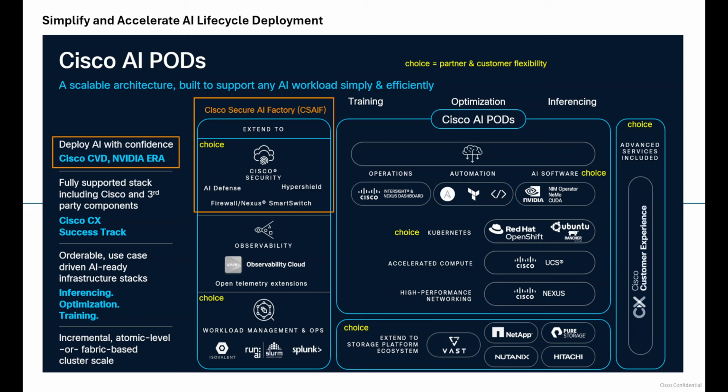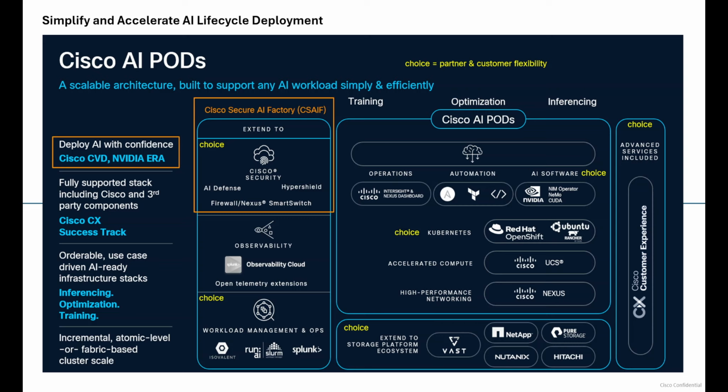Second, AI pods are based on a pre-validated architecture. So Cisco CVD, or Cisco Validated Design, means that lots of integration and performance testing has gone into the solution to ensure compatibility and a smooth customer deployment and end user experience. And AI pods comply with NVIDIA's ERA, which stands for Enterprise Reference Architecture. And basically, that just means that NVIDIA stands behind the solution in terms of design and performance.